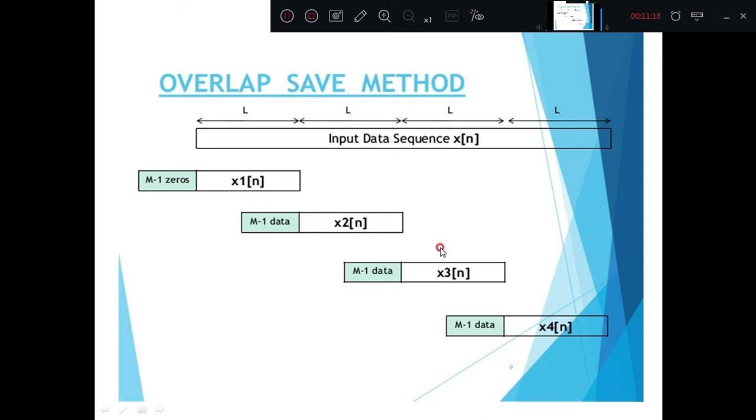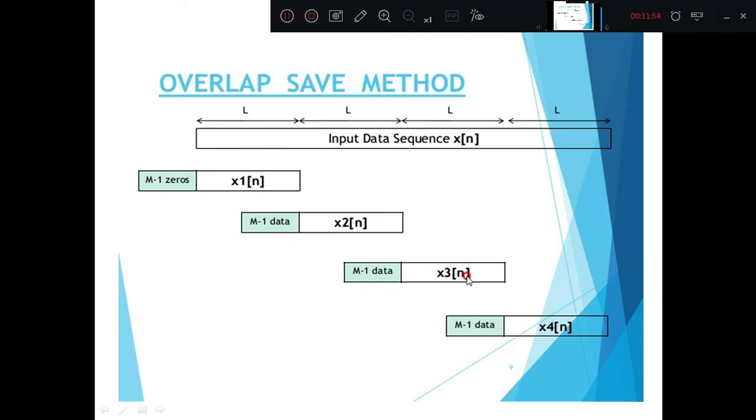of each block, right? So this is my second block, x2 of n, and the length of this block should also be L plus m minus 1. So here we have L, m minus 1. The first m minus 1 data should be 0, and here these m minus 1 should not be 0. These m minus 1 data should be from the previous block. So what is the previous block? This one. So m minus 1 samples you have to take from the previous block.